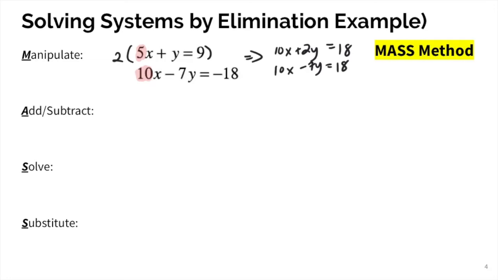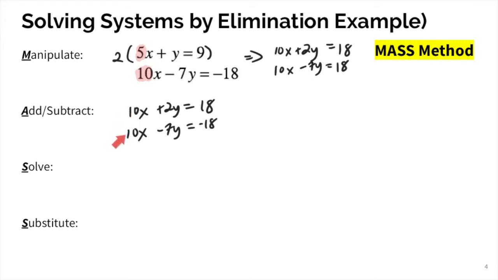Okay, so now that I have my new system, what I want to do is go on to my next step, which is add or subtract my equations together in order to eliminate that variable. So I have 10x plus 2y equals 18, and I have 10x minus 7y equals negative 18, right? And I notice that I can get rid or eliminate this x variable over here because I have the same coefficient for both of them.